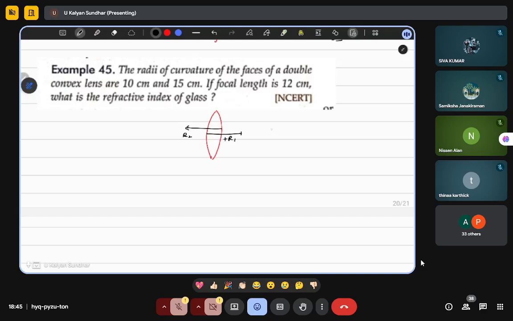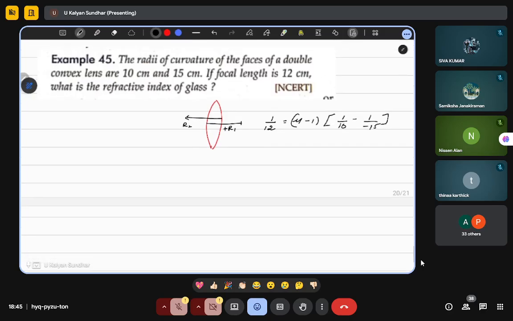Now, what is 1 by focal length? So 1 by 12, correct? Which will be equal to mu lens by mu medium. So I can write this as mu minus 1 into 1 by R1. 1 by R1 is how much, sir? 1 by 10 minus 1 by minus 15. So here you have to find the mu value. Check whether the mu you are getting is 1.5. The answer.